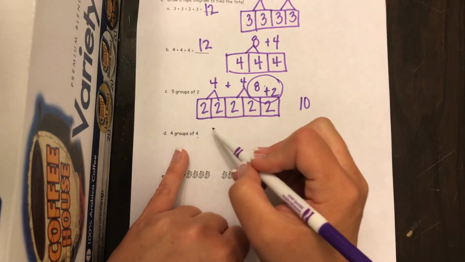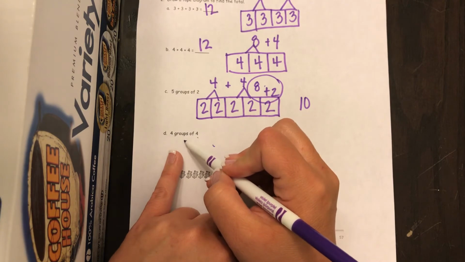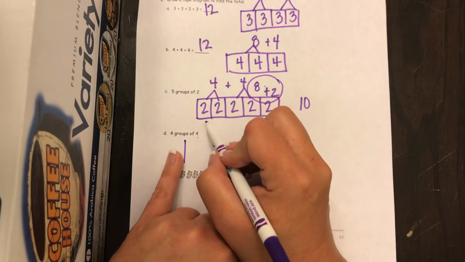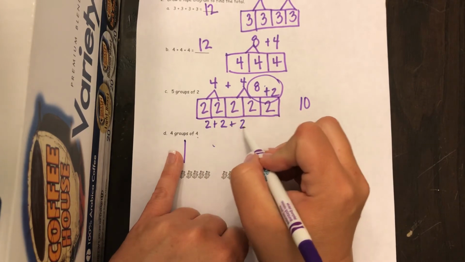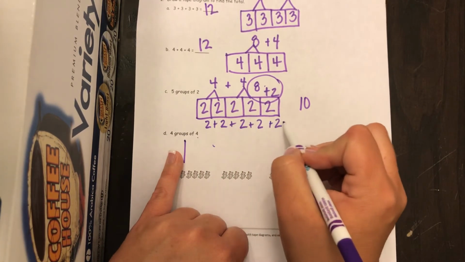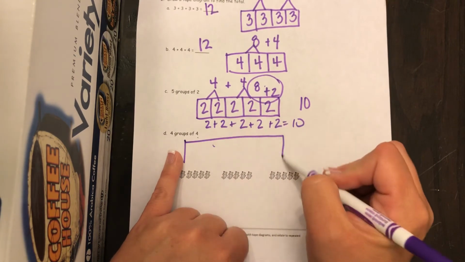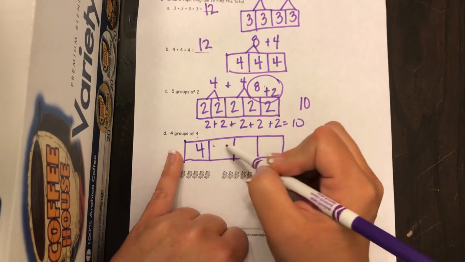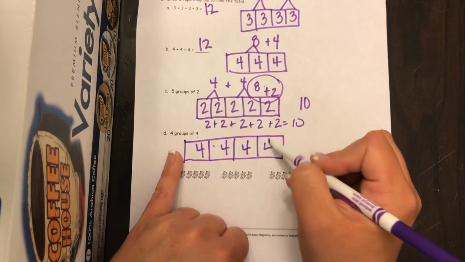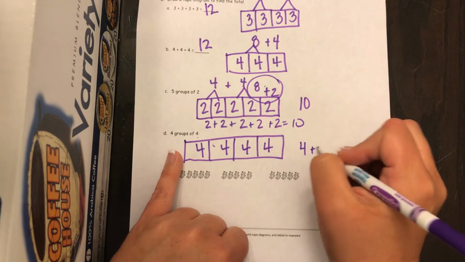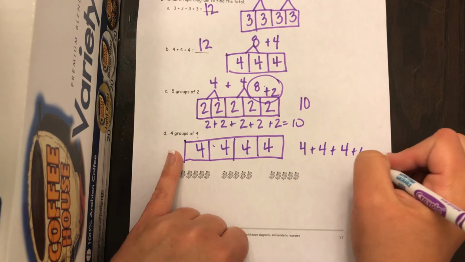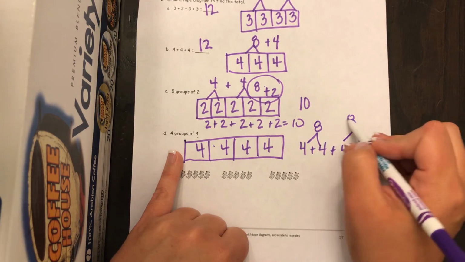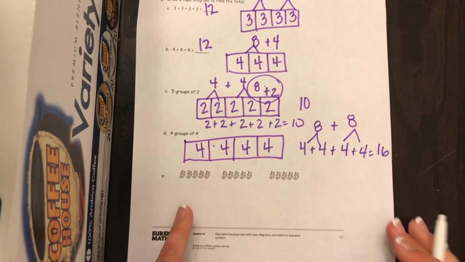Then you have 4 groups of 4. And I guess also here you should have done your repeated addition. 4 groups of 4, so you have 4, 4, 4, and 4. Writing your repeated addition. 4 plus 4 is 8. 4 plus 4 is 8. 8 plus 8 is 16.